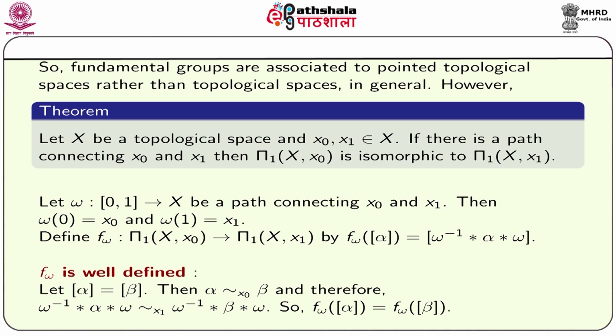We show that f_ω is well defined. So, we take two members from π1(X, x0) which are equal, that means class α is equal to class β, that means α is path homotopic to β based at x0, and therefore, applying the theorem for products, we already have that ω inverse star α star ω is path homotopic to ω inverse star β star ω. So, f_ω of class α and f_ω of class β are equal.